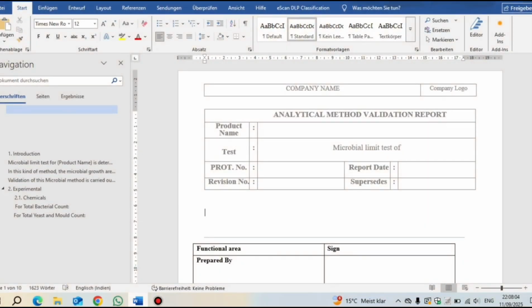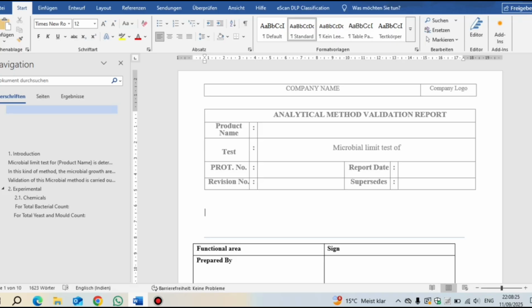This report format is generally standardized, however, it may vary slightly depending on the company's SOPs. In the header, we added company name, company logo, product name, test name, protocol number, revision number, report date, and supersedes. Below the header, prepared by, checked by, approved by, date with sign.